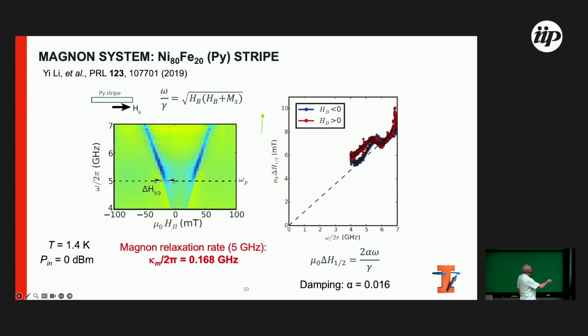So what we see here is the resonance frequency as a function of applied magnetic field, and you can fit this to a Kittel equation. More importantly, by taking a line scan, you can look at the line width, and you can plot the line width as a function of frequency. You get this more or less linear behavior, and from this linear behavior you can calculate the damping, which is 10 to the minus 2, which is not great, but it's good enough for our purpose here. I mean, in YIG you can get maybe 10 to the minus 5. But if you look at the magnon relaxation rate from this damping, it's about 170 megahertz at 5 gigahertz, which is the resonator frequency that we're interested in.